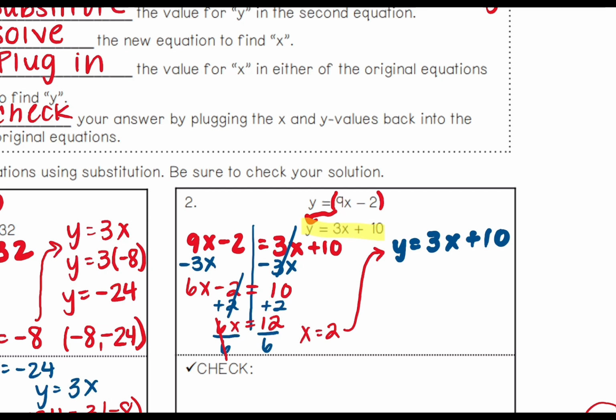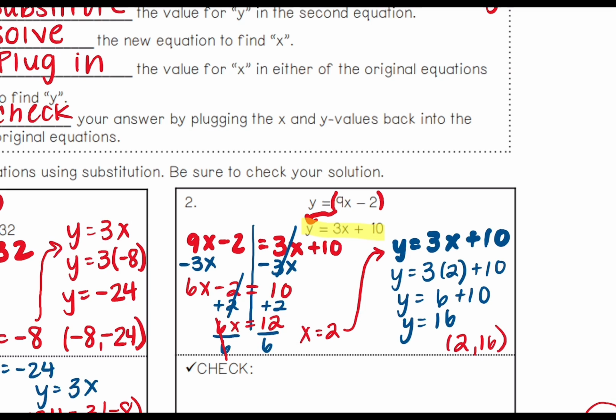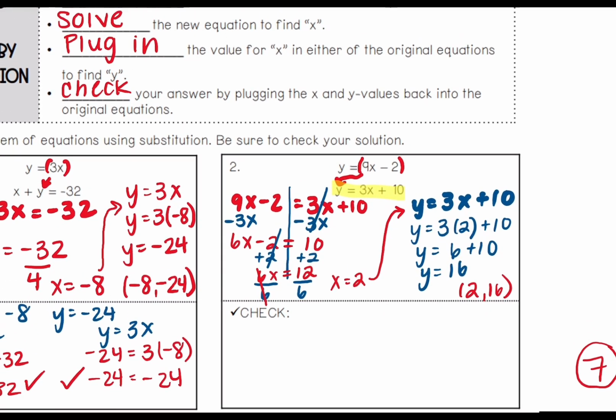And so what will happen is I'll have y equals 3 times x. Well, x is 2. We just found that out. So I'll have y equals 3 times 2 is 6, plus 10. 6 plus 10 is 16. Yes. So I have my x and my y. So my solution is 2 comma 16. Done. X comma y.